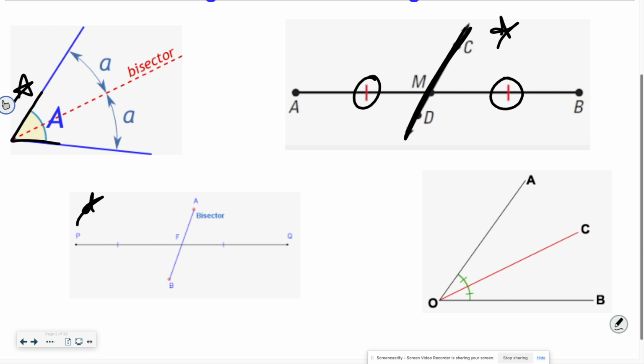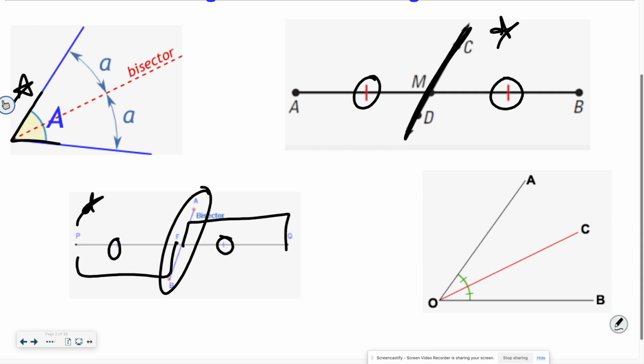On this picture down here on the left, segment AB is cutting in half segment PQ. Again, we know that because of the tick marks telling us PF is the same distance as FQ. And then ending with another angle bisector. So OC is cutting angle AOB in half. Again, we know that because of those congruent markings. So really, bisector just means to cut something into two equal pieces.